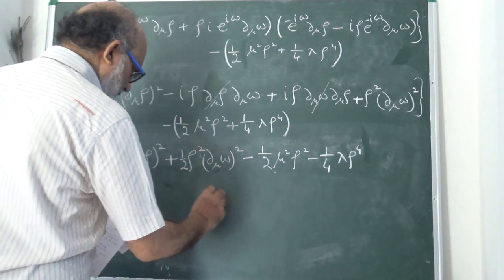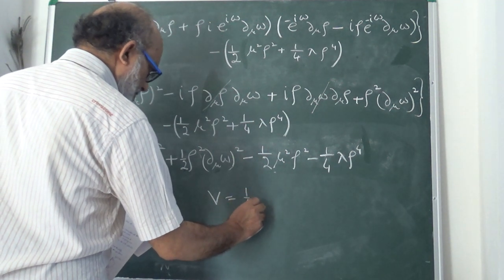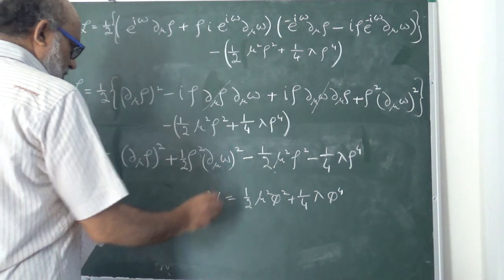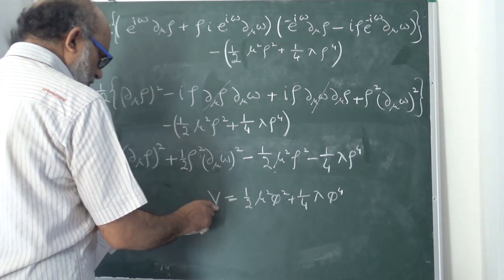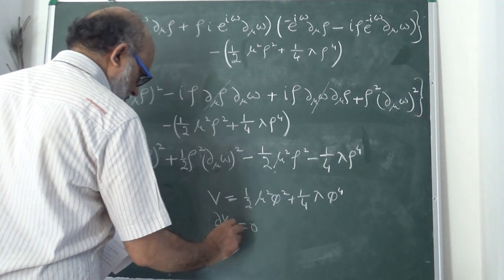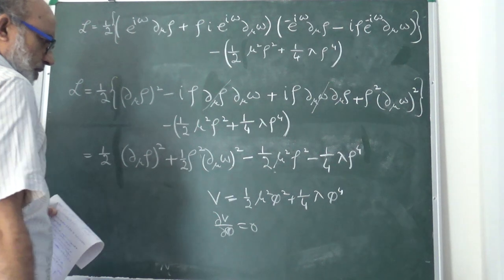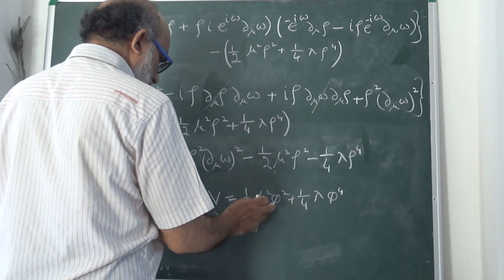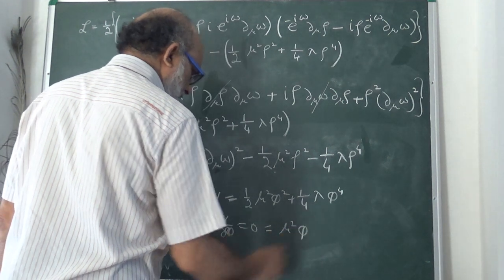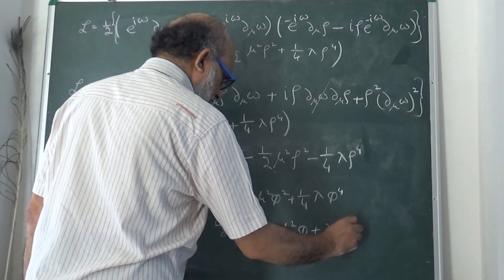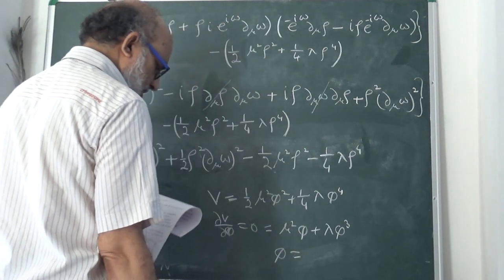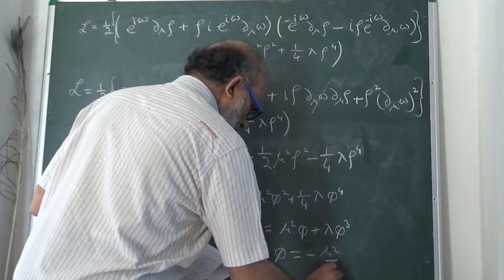In our Lagrangian, we have the potential energy, which was a half mu square phi square plus 1 by 4 lambda phi to the power 4. If we want to find the minimum value of the potential, you have to differentiate with respect to phi and equate it to 0. dV by d phi is equal to 0. Then only we get the minimum. So the value of the field which gives you the minimum potential is obtained by this. This gives you mu square phi plus lambda phi cube, and since it's zero, the minimum value of phi is minus mu square by lambda.